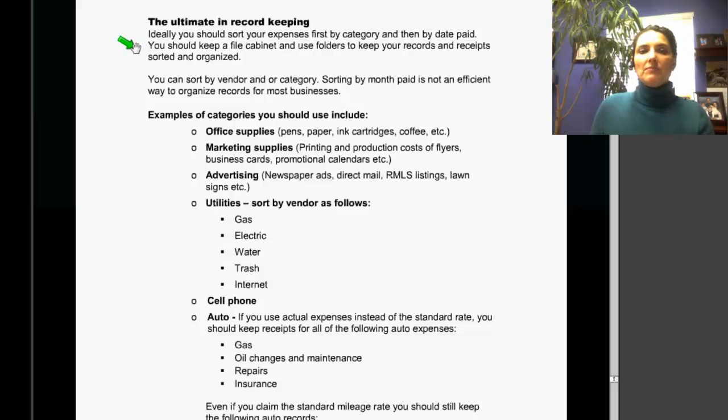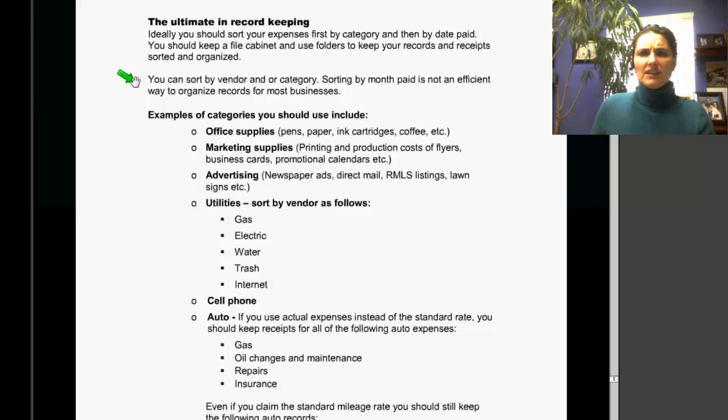You should keep a file cabinet and use folders to keep your records and receipts sorted and organized. You can sort by vendor and/or category, but sorting by months paid is not an efficient way to organize records for most businesses. Now, I repeatedly, all the time, have clients who like to organize their records by the months they had an expense. So they'll bring me 12 envelopes, one for each month with all the receipts in there.